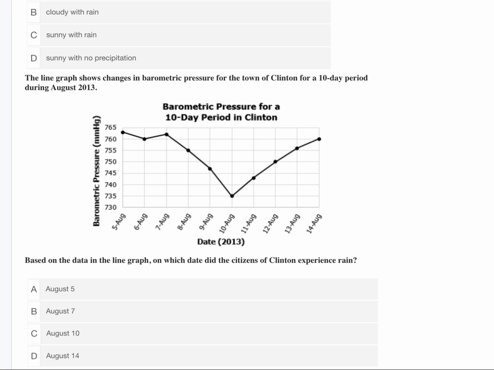Based on the data in the line graph, on which date did the citizens of Clinton experience rain? A. August 5, B. August 7, C. August 10, D. August 14.